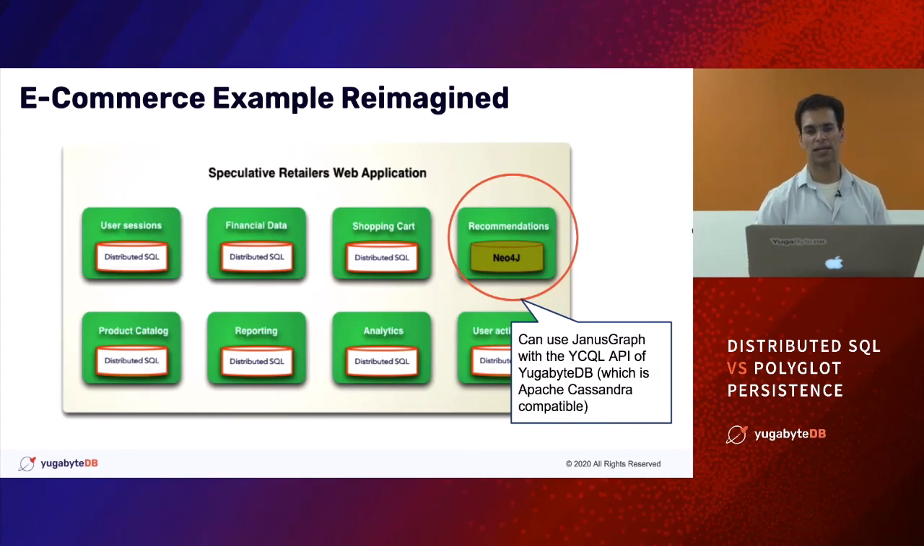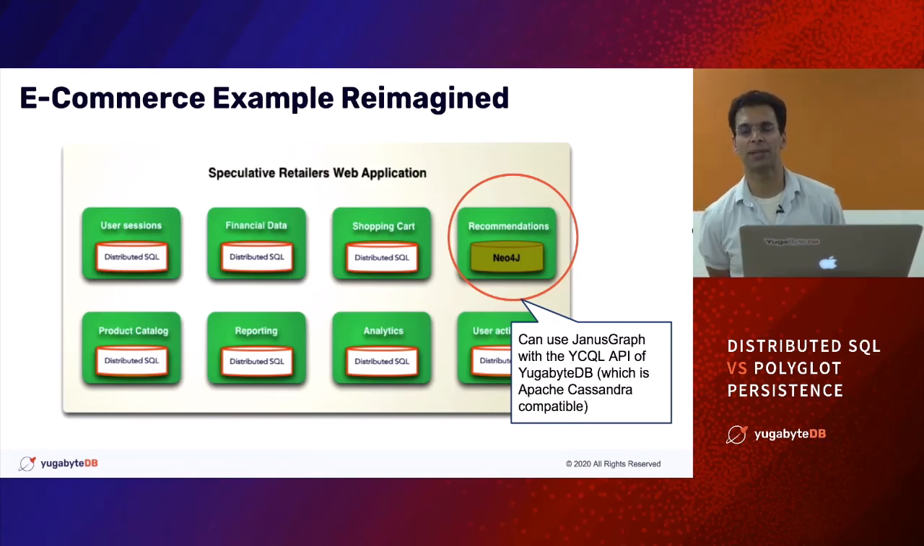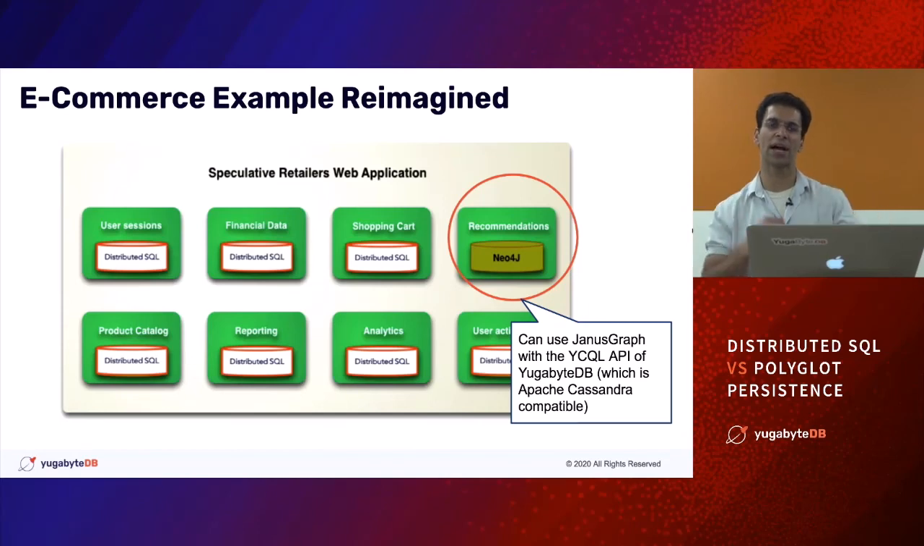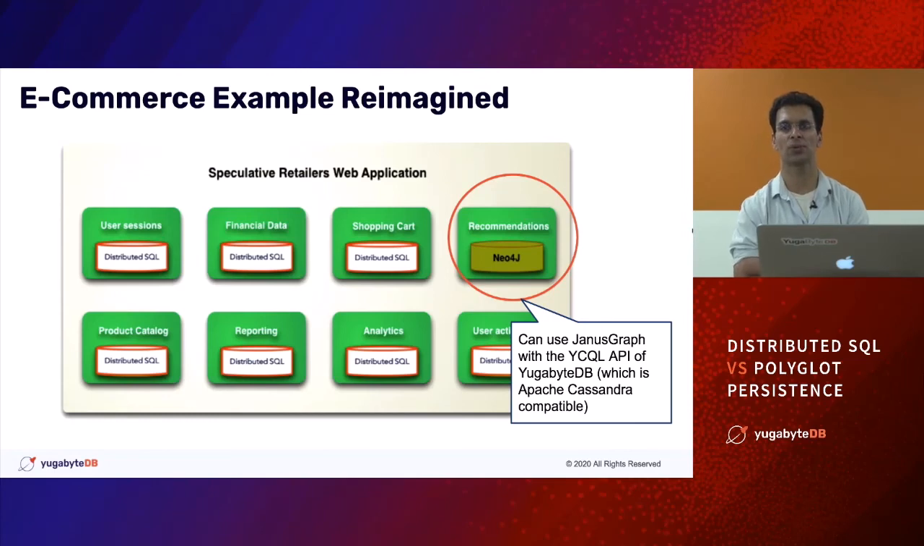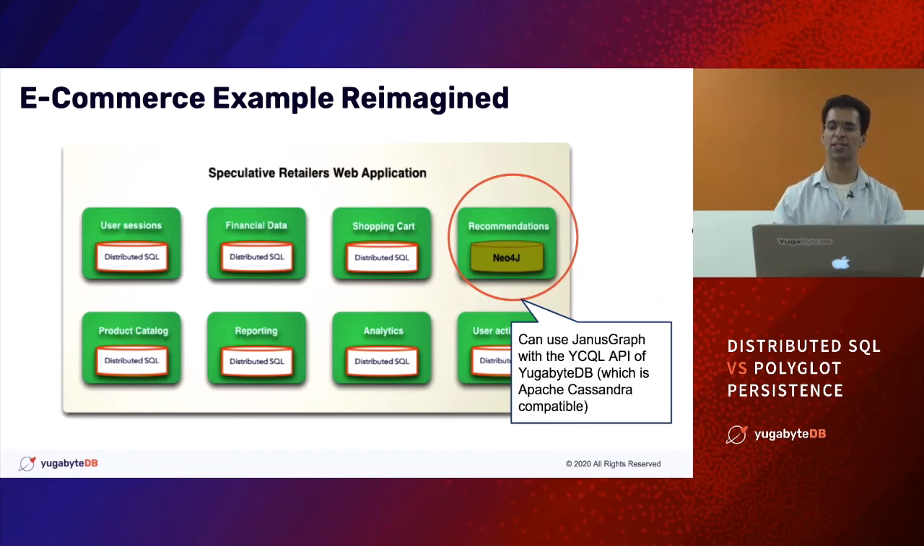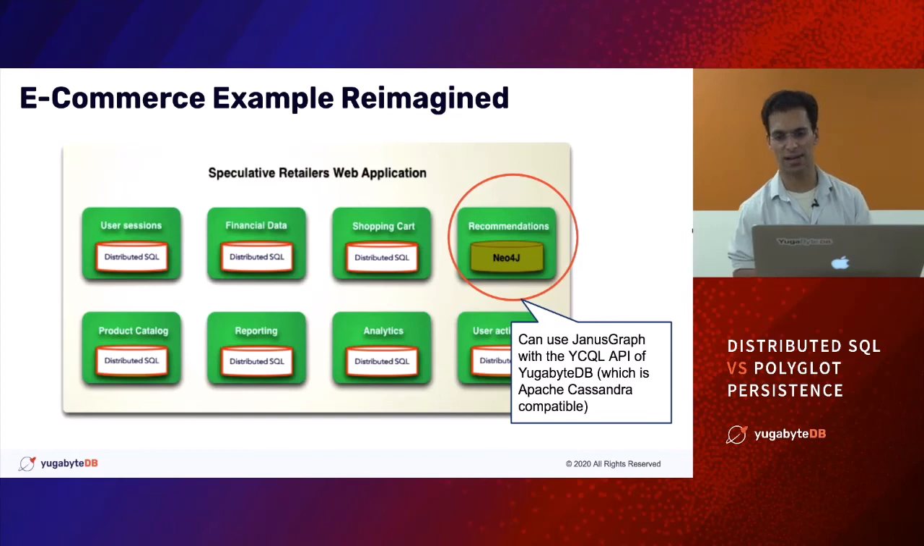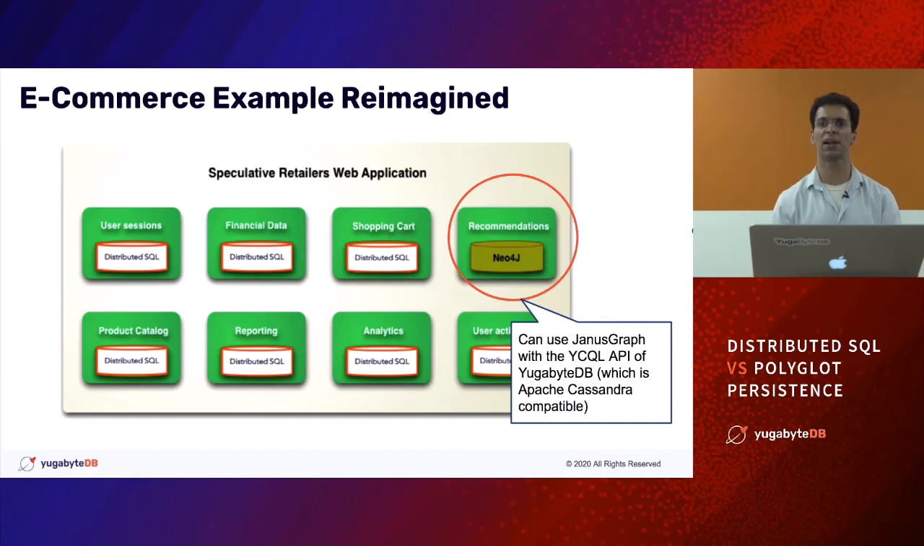Finally, let's talk about graph. This is something that you currently would be using, say, a specialized database like Neo4j. Well, in the specific case of YugabyteDB, YugabyteDB is built with a multi-API access pattern. So it allows you to access through multiple known APIs. The first one, of course, we talked about being the YSQL API, which is PostgreSQL compatible, but you also have a YCQL API, which is Apache Cassandra compatible. And there is a graph database called JanusGraph that can leverage the YCQL API of YugabyteDB, and it can give you graph functionality.